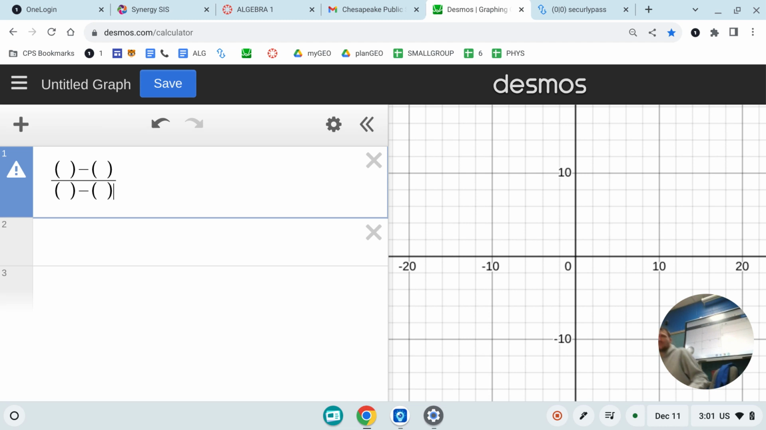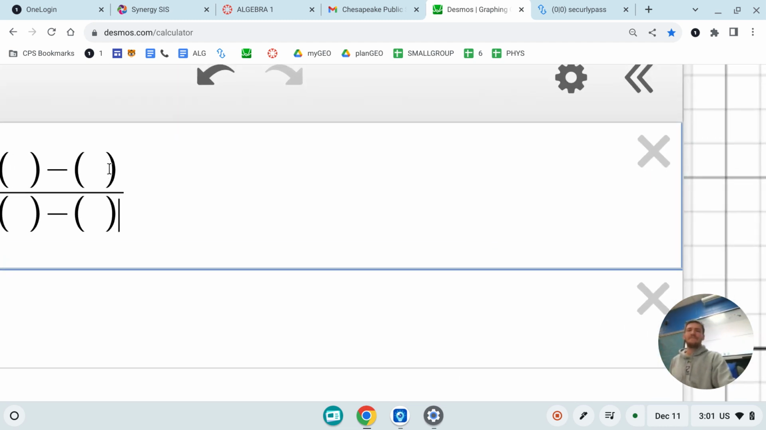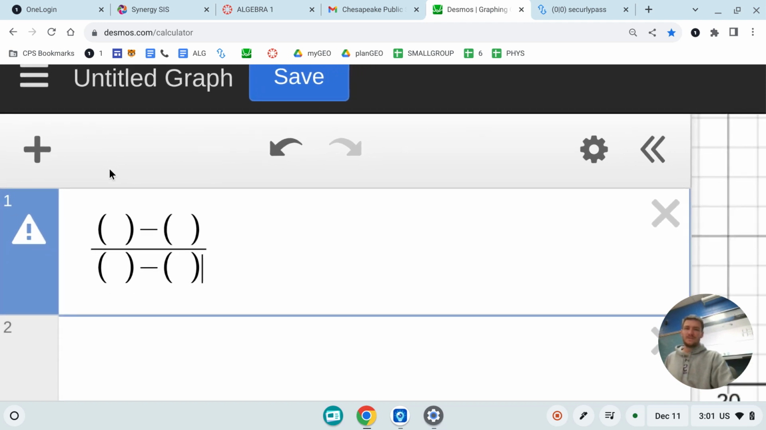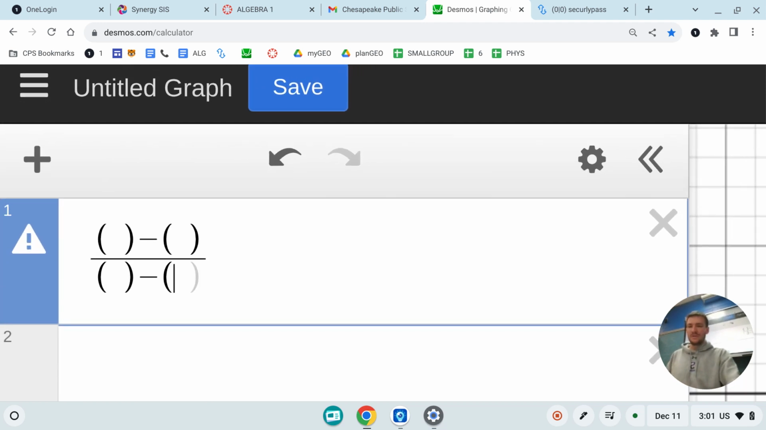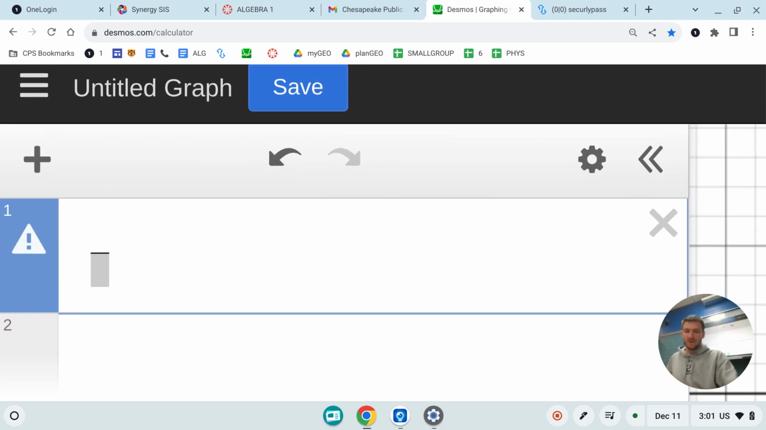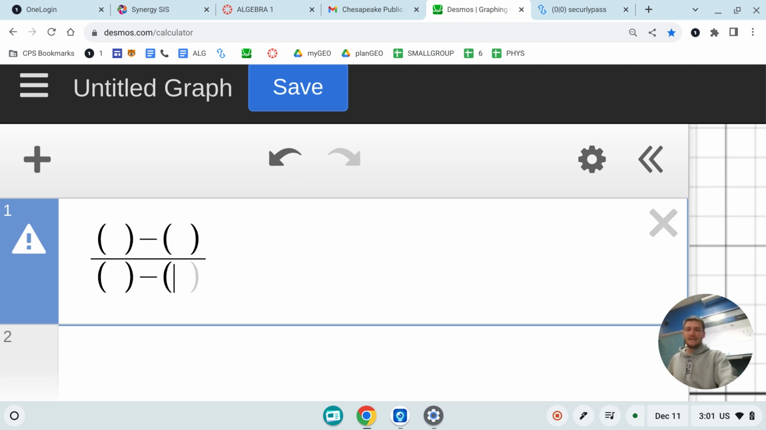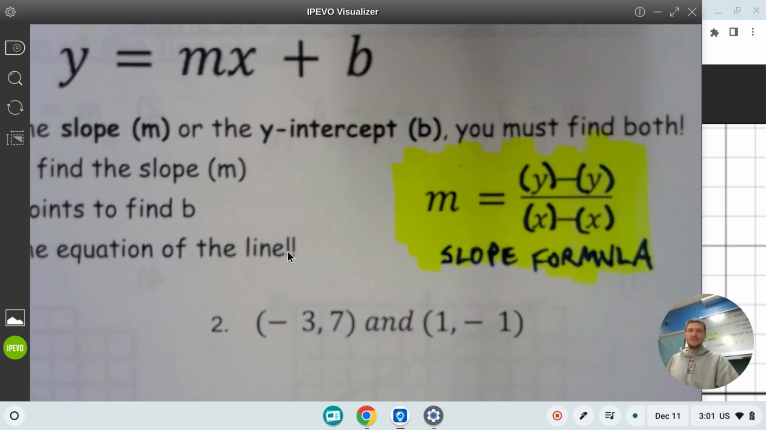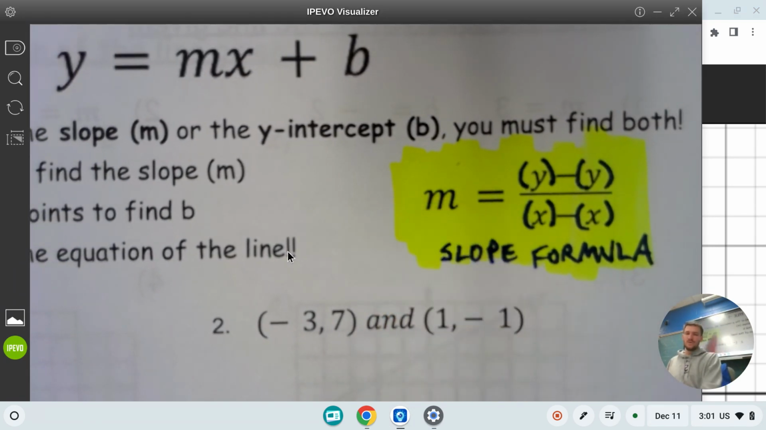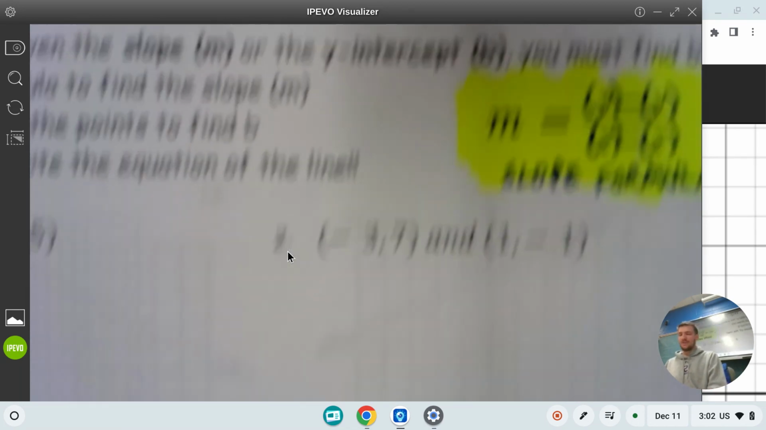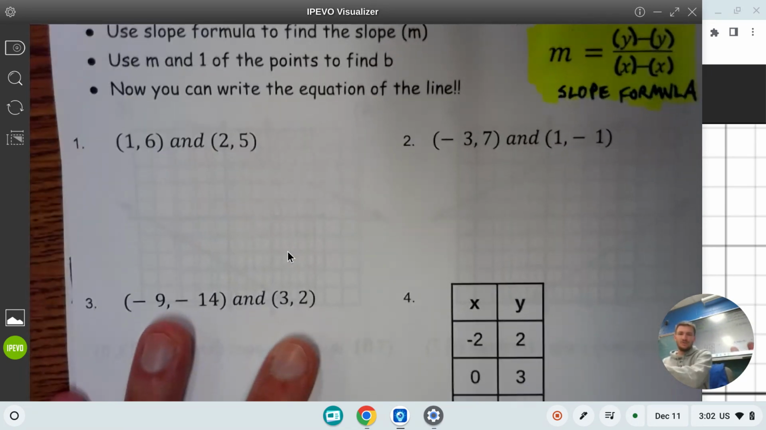Now, how do you do this? Make sure you press the fraction button first. All right, one more time. Fraction first, parentheses minus parentheses, parentheses minus parentheses. Now, if you know how to do this, which is all old school, you'll find there is nothing new today at all. So let's look at these first 2 questions.